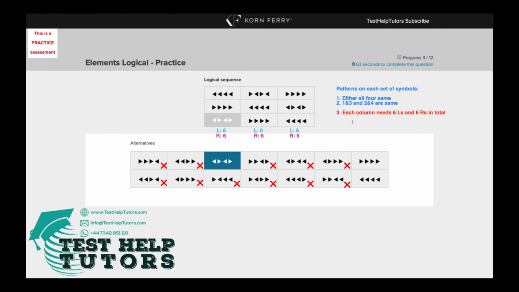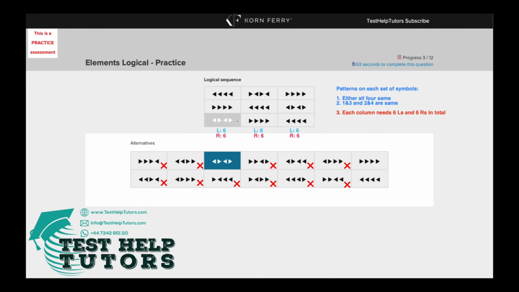Okay, now lastly, like the previous questions 1 and 2, we have to look at our sequence in terms of columns. If we look at this column here, we've got 6 right pointing arrows, and also 6 left pointing arrows. Likewise, for this column, we have 6 left pointing arrows and 6 right pointing arrows. Therefore, our sequence is 6 left, 6 right, 6 left, 6 right. So this one would also have to be 6 left and 6 right.